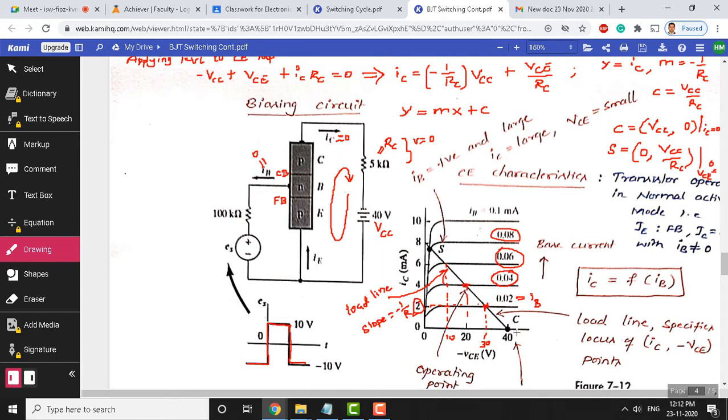Now it is required for us to understand the cutoff region and saturation region. Cutoff region is where collector current is 0 and base current is 0, so collector emitter voltage is 40 volts, whereas in the saturation point the base current is 0.08 milliampere, which is very high base current, and the collector current is 8 milliampere, collector emitter voltage is 0. That means there is no drop across the transistor, and the drop has shifted to the external resistor, 5 kilo ohm now. Okay. So, this is what we need to analyze here.